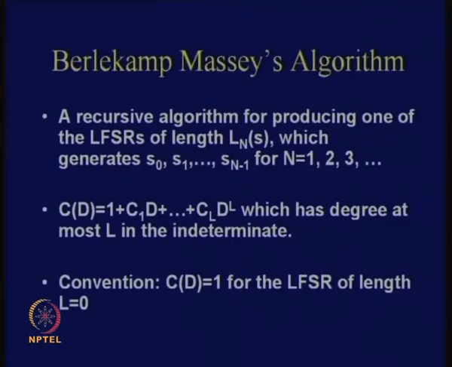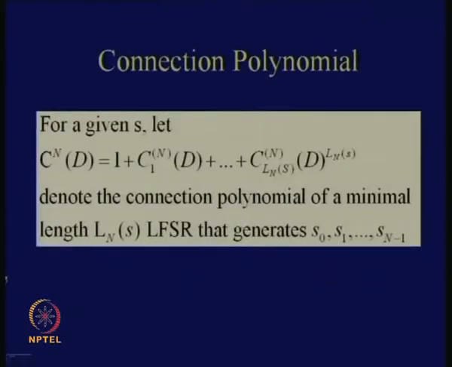Okay. So, for this, let us look back at the connection polynomial. You had C(D) equal to 1 plus C1 D plus so on till C L D to the power L. Okay. So, this was my connection polynomial, which has degree at most L in the indeterminate, in this case the variable D. The convention, following from the previous discussion, is that C(D) is equal to 1 for the LFSR of length L equal to 0. So, if the length L is 0, then we will assume that C(D) is equal to 1. This is just a convention. Therefore, for a given sequence S, I will write that C n (D) is equal to 1 plus C1 n D plus so on till C L n S n D to the power of L n S. This is just a rewriting of the previous connection polynomial.